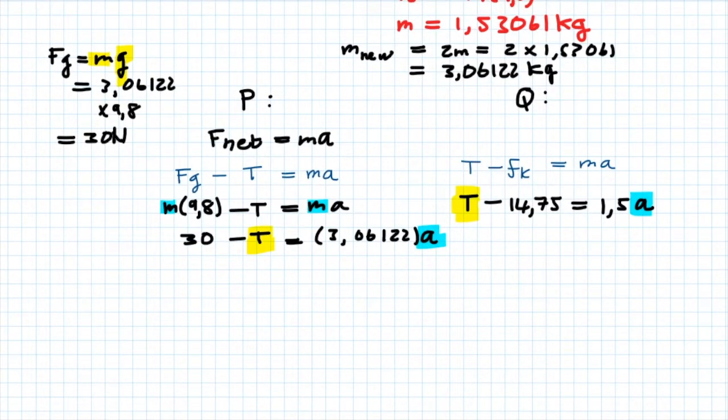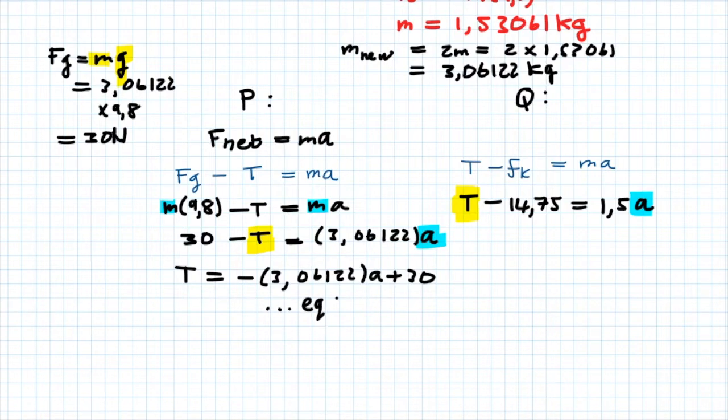We therefore are going to make T the subject of the formulae. So on the left hand side, if we move over the 30 and then divide by negative, we're going to have negative 3,06122 acceleration plus 30 is equal to T. That is going to be our equation number 1. And on the right hand side for the formula for Q, we have that the tension is equal to 1,5A plus 14,75. This is going to be equation 2.